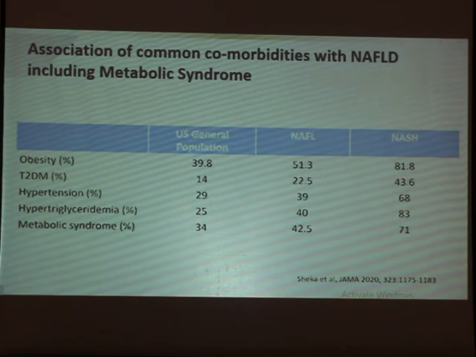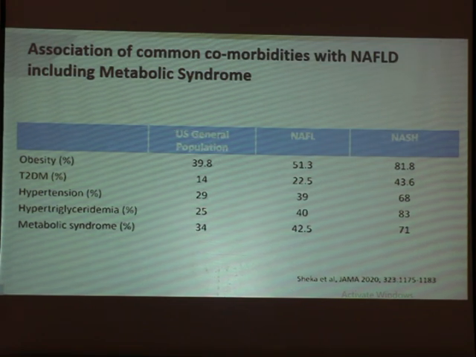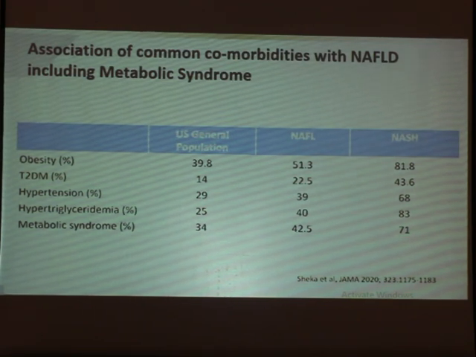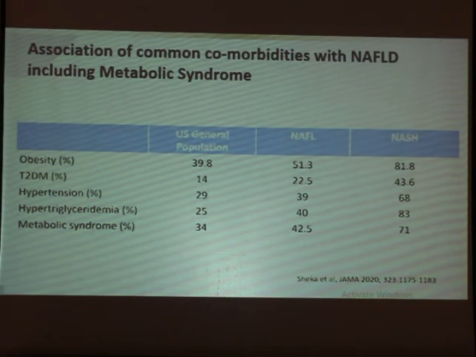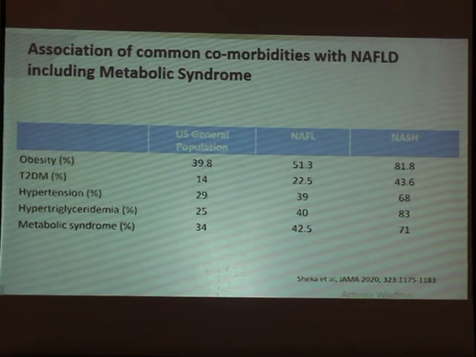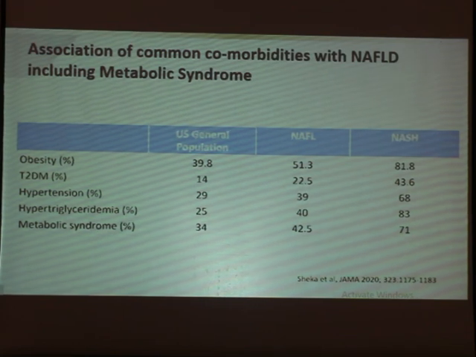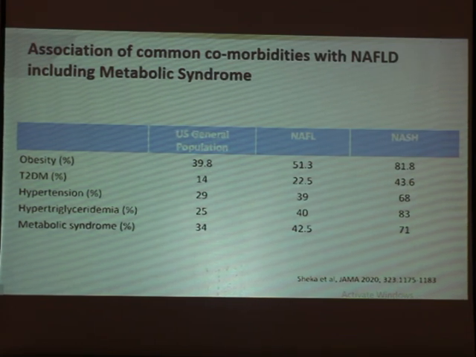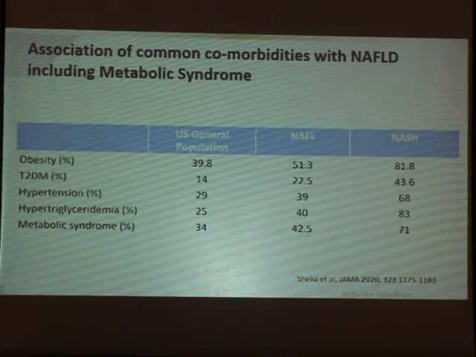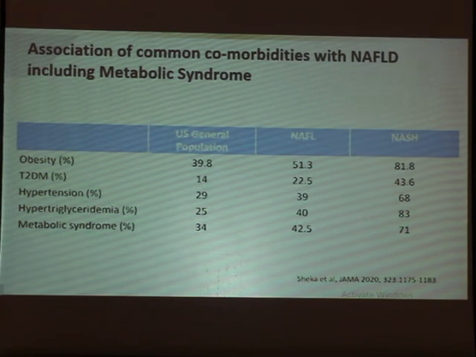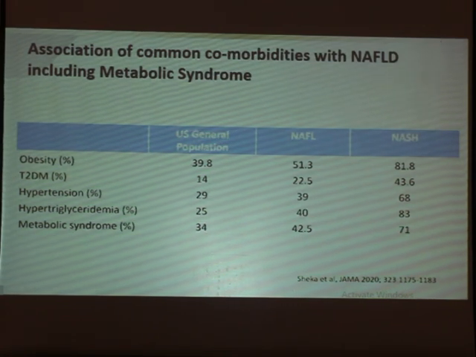Now when we look at the association of the common comorbidities with NAFLD, including the metabolic syndrome, as you can see here, in the US general population, obesity was in 39.8% people. If we look at people with NAFLD, 51% of them were obese. With NASH, 81.8% of them were obese. With type 2 diabetes, hypertension, dyslipidemia, metabolic syndrome, all of these numbers are higher and higher in people who are moving on to the right side of the spectrum.